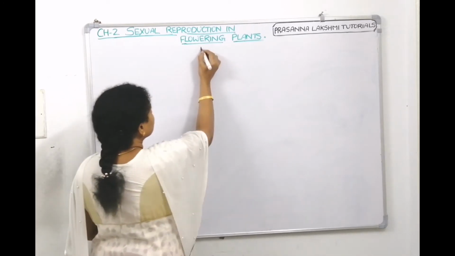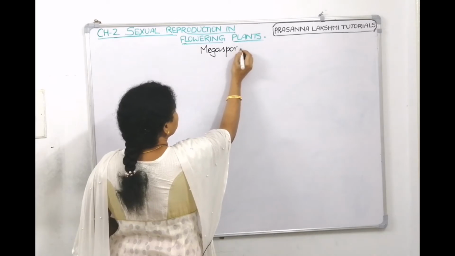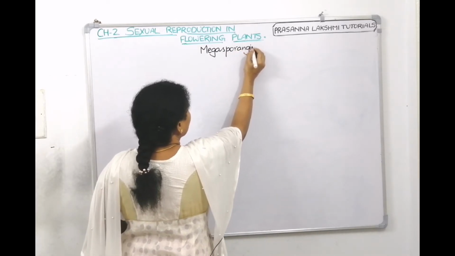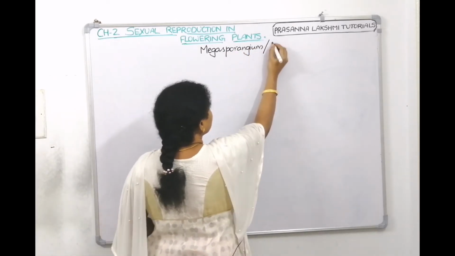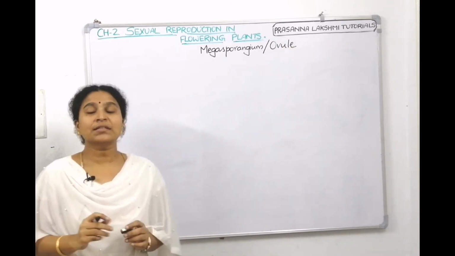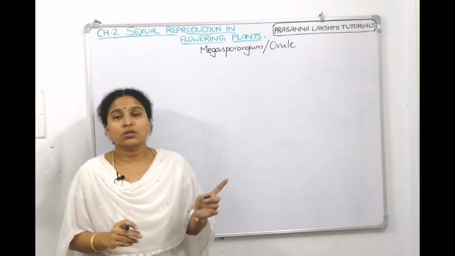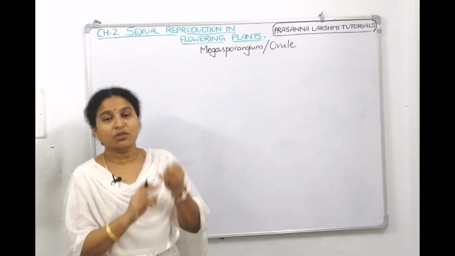So we need to talk about megasporangium. I told you that megasporangium is technically called ovule. We described the structure of the ovule also. So the ovule is covered by integuments.